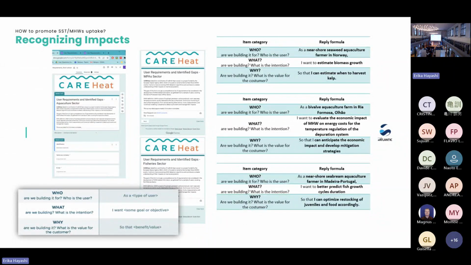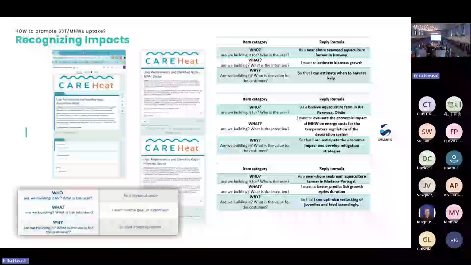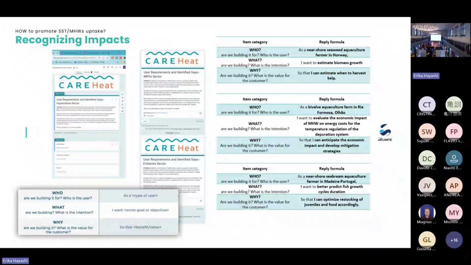A third example is a nearshore sea bream aquaculture farmer, and this is actually our user from the results I'm going to show next, who wants to predict fish growth over the cycle duration. I was expecting them to say they wanted to predict mortality or fish growth in 1 month. No, they want to predict the full cycle, because the cycle of sea bream does not conform with the seasonal cycle. It's 1.5 years.